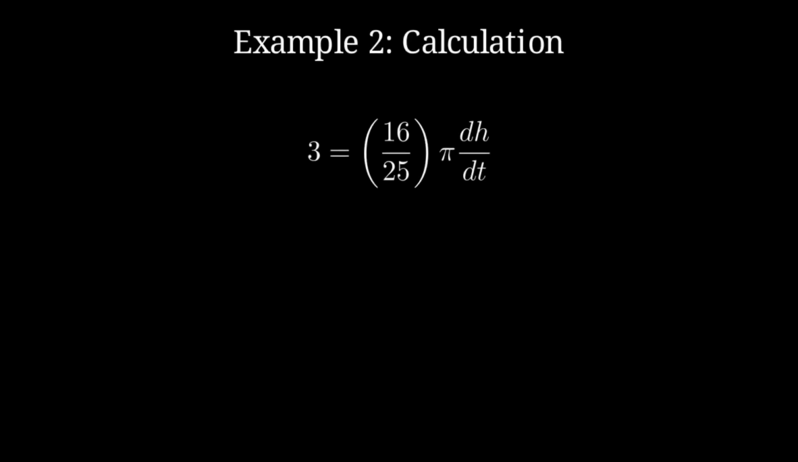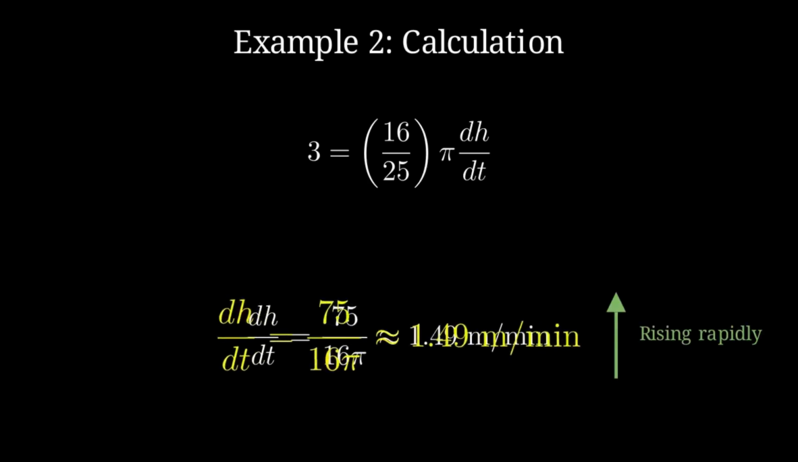Solving for dh over dt, we multiply 3 by 25 and divide by 16 pi. This results in approximately 1.49 meters per minute. Notice that when the water level is lower, the height increases much faster for the same change in volume because the cone is narrower at the bottom.